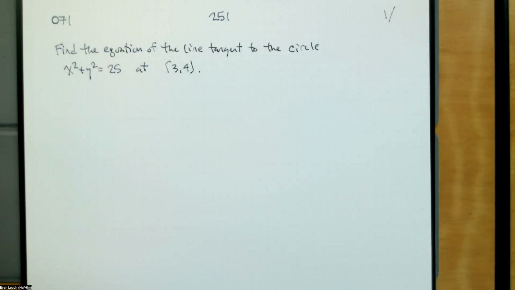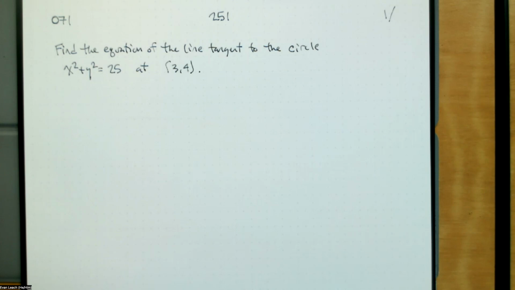Today, we want to grab an older problem with a slight twist on it. I want to find the equation of a line tangent to the circle, x squared plus y squared equals 25 at the point 3, 4. So what is the same about what's going on in this problem?